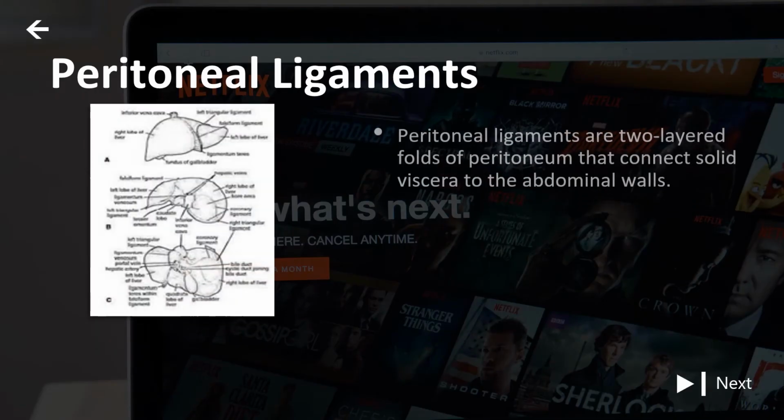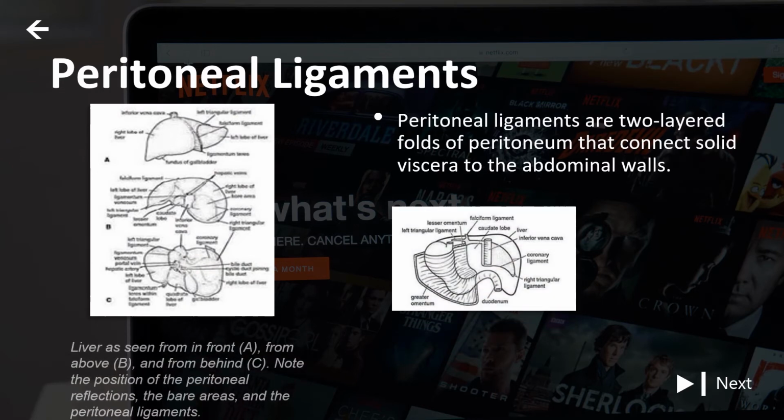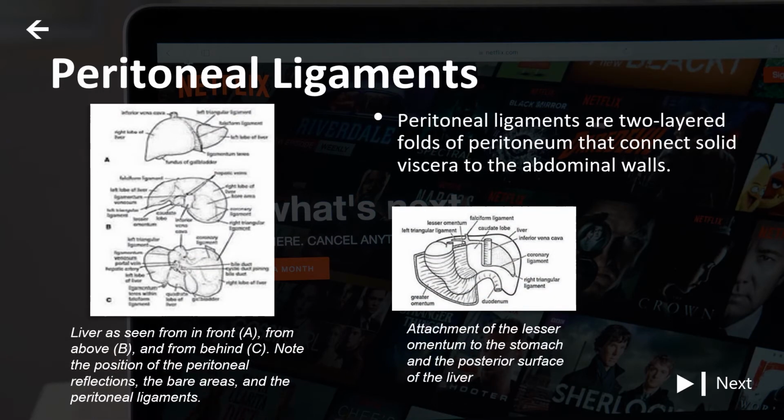Peritoneal ligaments. Peritoneal ligaments are two layered folds of peritoneum that connect solid viscera to the abdominal walls. The liver, for example, is connected to the diaphragm by the falciform ligament, the coronary ligament, and the right and the left triangular ligaments.